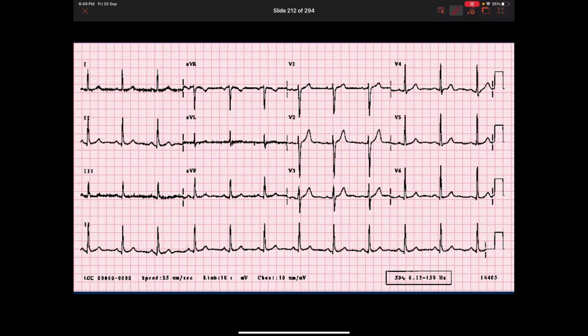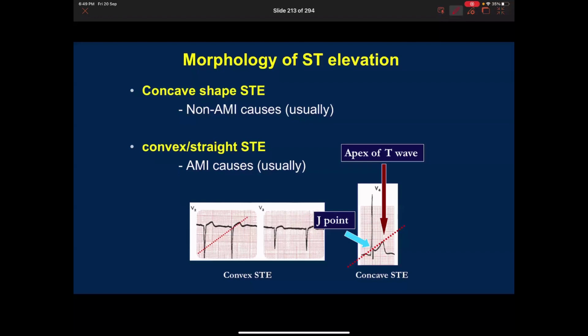So if you look at this one here, what do you see? Okay, we can go back to this later if you want.